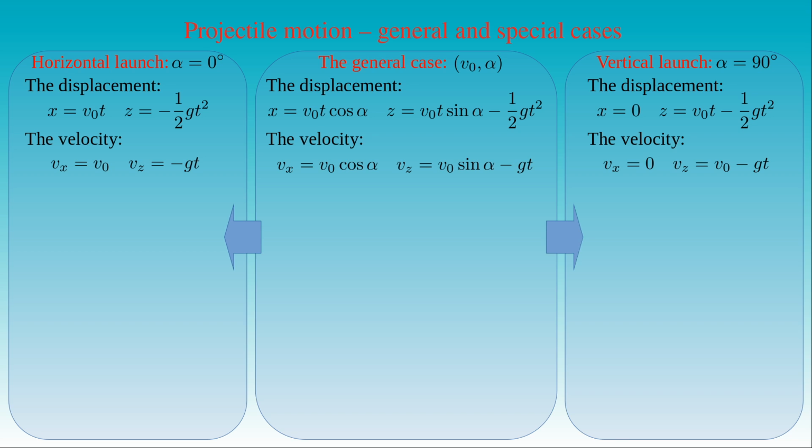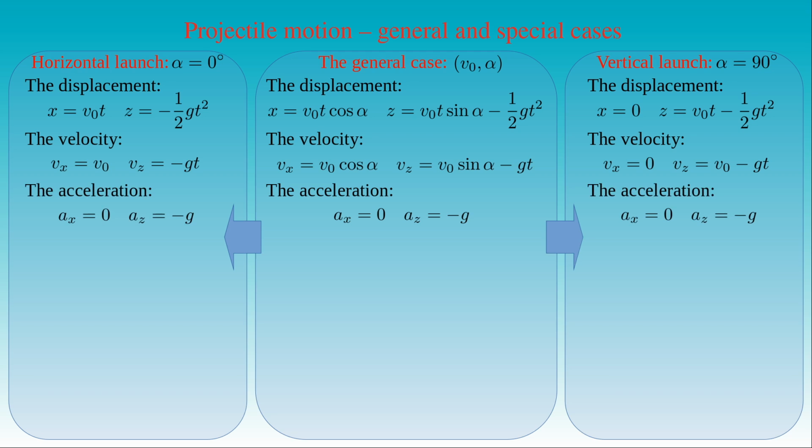The acceleration of the projectile in the general case is very simple. There is no horizontal component of the acceleration, that is ax vanishes, and the vertical component az is minus g, that is the gravitational acceleration pointing downwards. Since the acceleration of the projectile does not depend on the inclination angle alpha of its launch, the acceleration is the same in both the special cases, that is for the horizontally launched projectile and the vertically launched one.